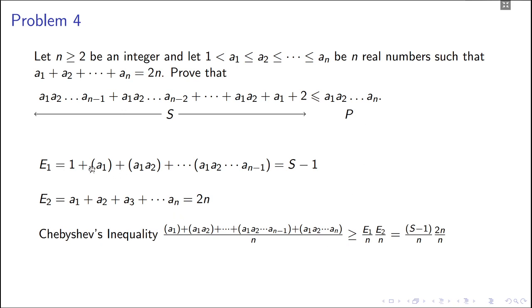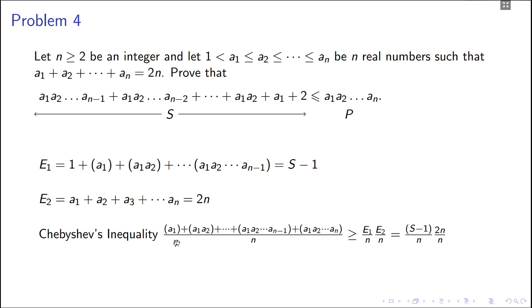So take term by term product. It will be A1, then A1 A2, then A1 A2 A3, like that, and the final term will be A1 till An, this one. And you take a mean of that, so n terms, so divide by n. So this is E1 by n, and this is E2 by n. E1 you can write as S minus 1, E2 you can write as 2n, and now you just simplify this.